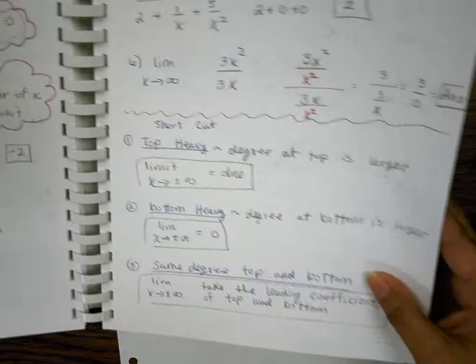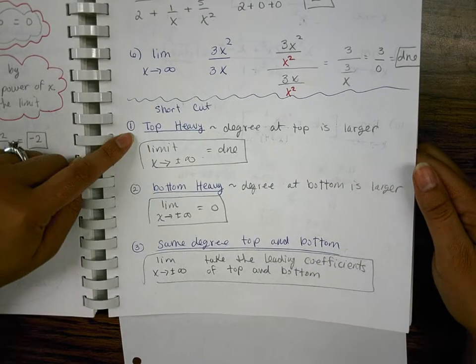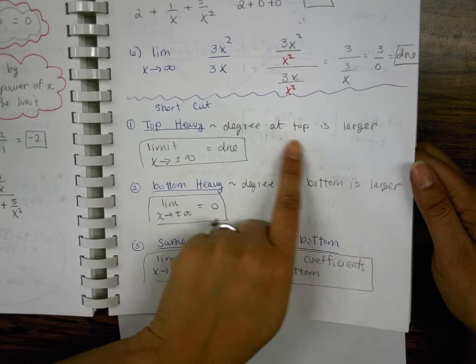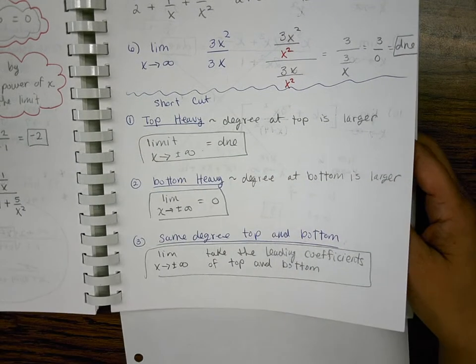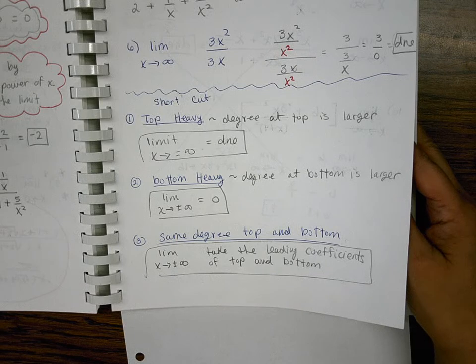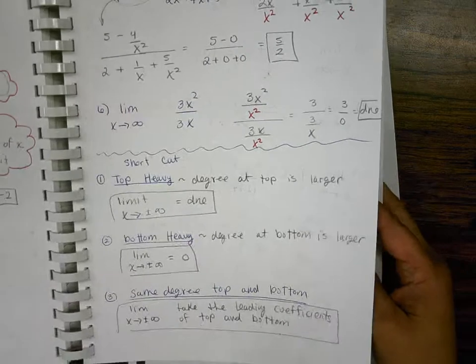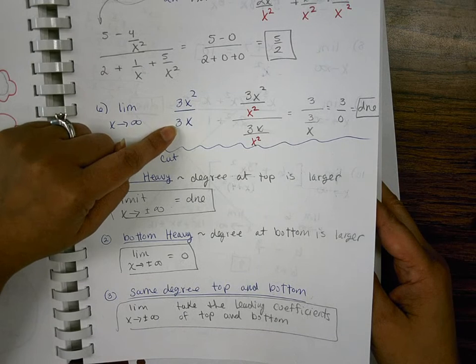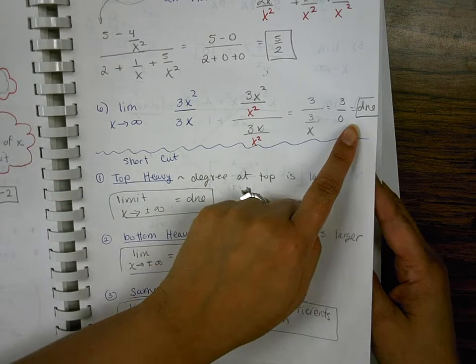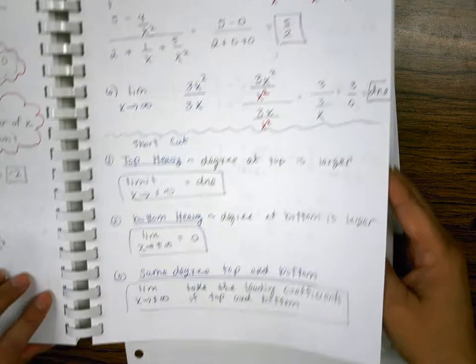And then we talked in class about shortcuts. If it's top heavy, meaning the degree at the top is larger, it's always going to be does not exist. And we can check some in here. Here's one. It's top heavy. The degree at the top is bigger than the degree at the bottom. We did all the work and sure enough it does not exist.